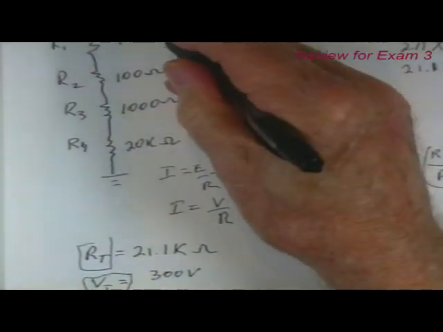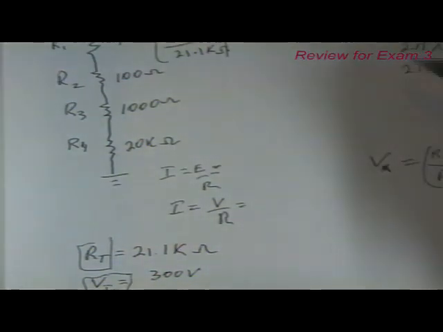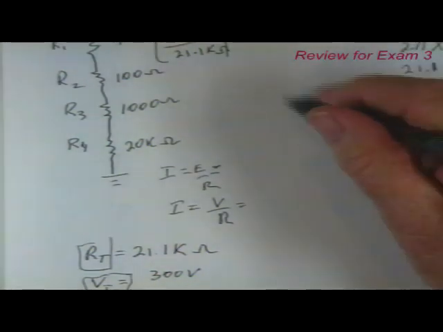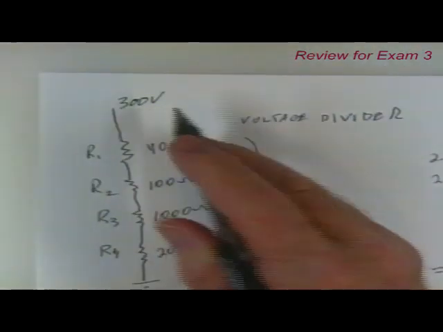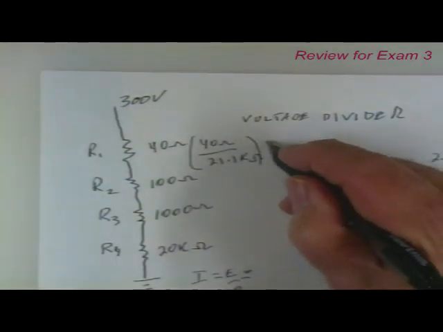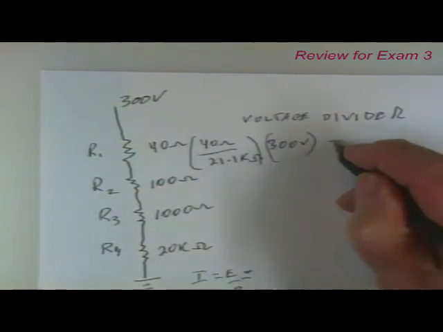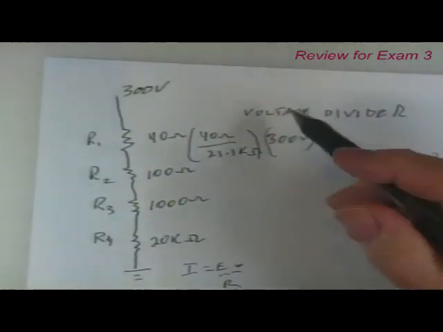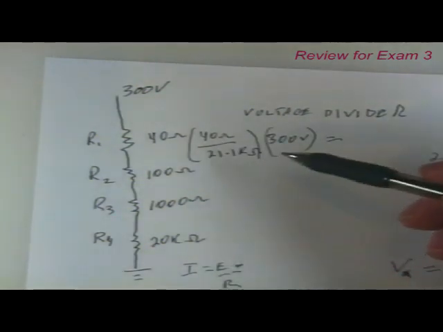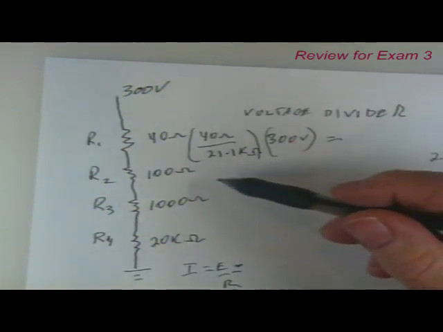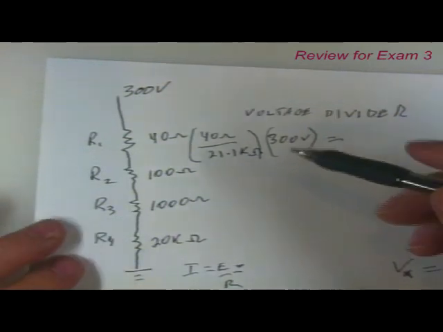Times, don't forget the times, it's easy to leave it off. Now we're looking for VT right now. Times total voltage, VT, which is right here. This is total voltage. Times 300 volts equals. Now you can see that this 40 ohms is only part of RT, isn't it? So now we can go down, if we're solving voltage divider formulas, we can develop the formulas and then we can punch them into our calculator.